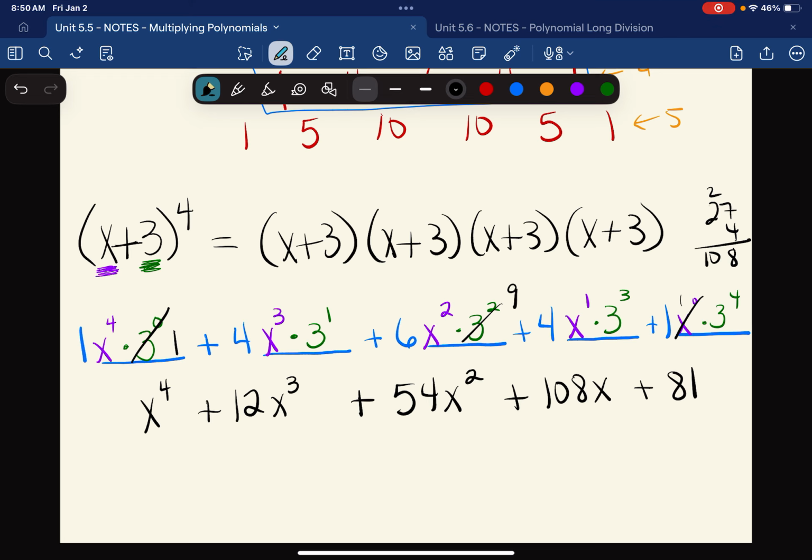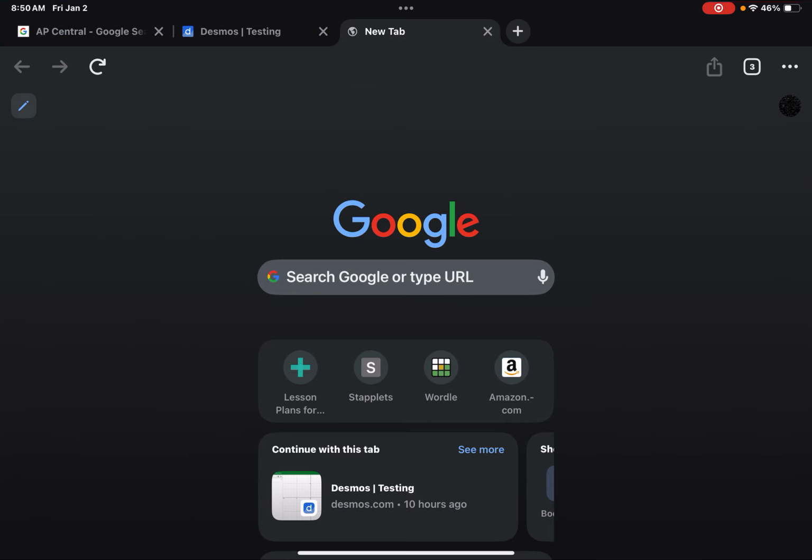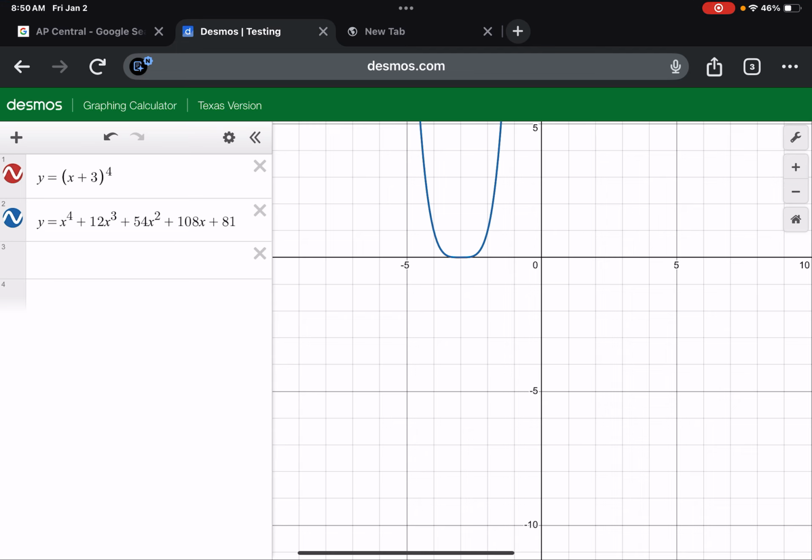All right, I want to show you guys something else, how you can use your Desmos graphing calculator to help you check your work, okay? So let's go to that calculator right here. And I already have graphed for us y equals (x plus 3) to the 4th power. That's the first row here in our calculator. So this is what our graph looks like. It's x plus 3 to the 4th power.